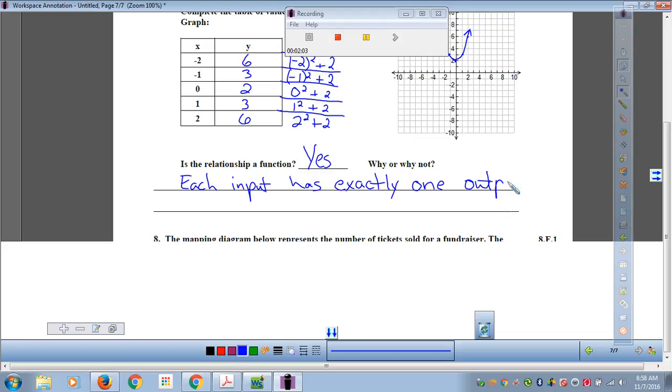Now, if you wanted to use the vertical line test, you could, as long as you remember to state why it passes the vertical line test. And the reason it passes the vertical line test is because every vertical line you draw in the graph will only hit the graph once, or only have one point on it.